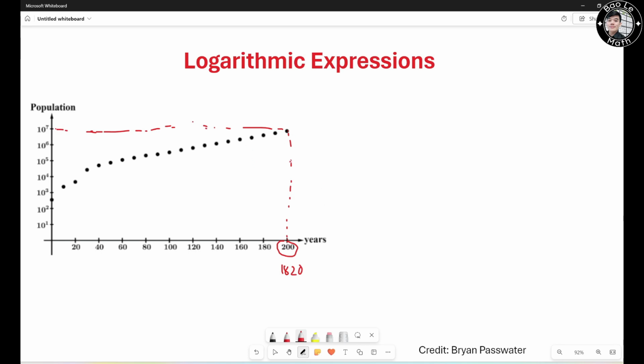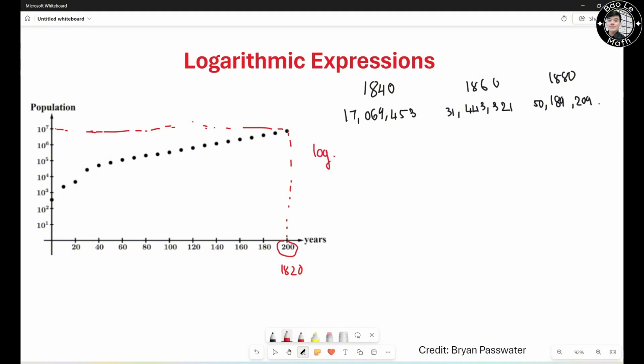Alright, so now given the population of the English Americans in the United States in 1840, it's gonna be 17,069,453. 1860, it's gonna be 31,443,321, and 1880 is gonna be 50,189,209. Alright.